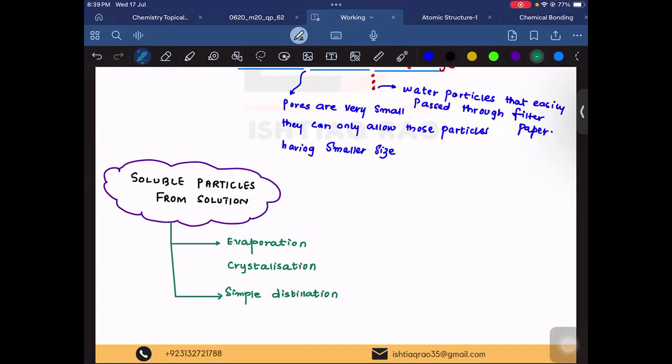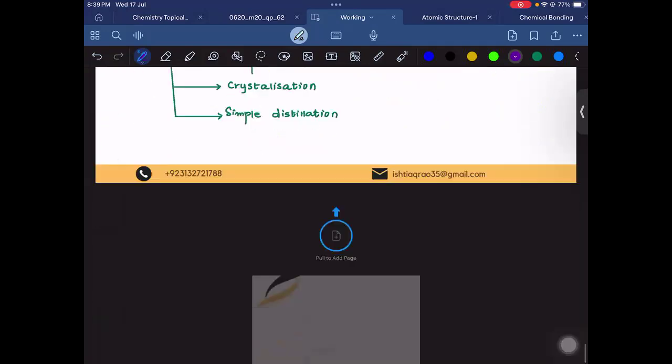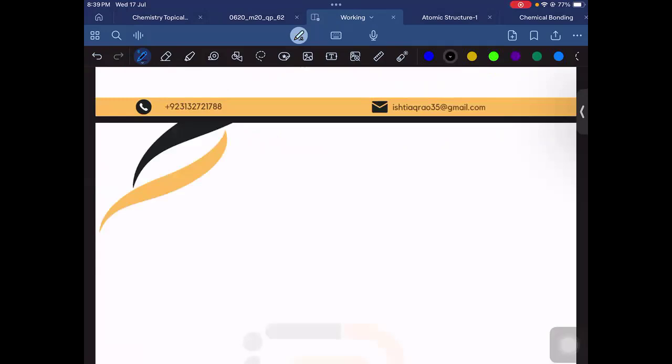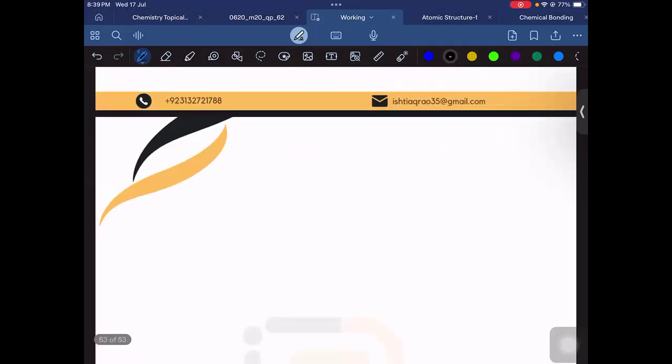Okay, these are the three processes that we can use if we are going to separate the soluble particles from the solution. So to be specific, we are going to separate the sand from the seawater.